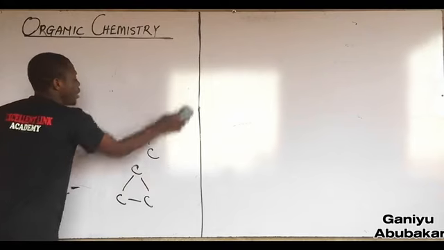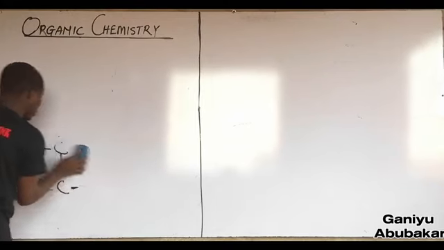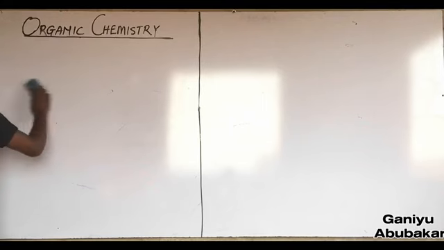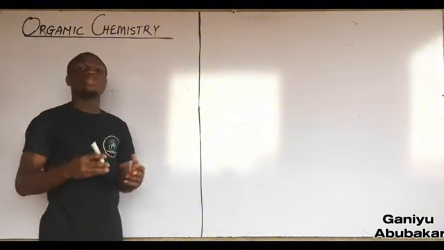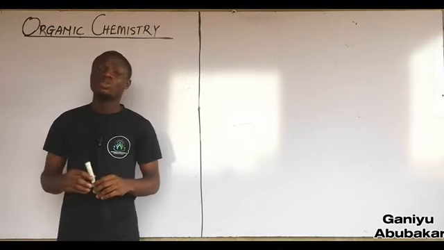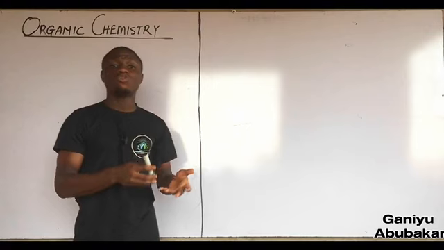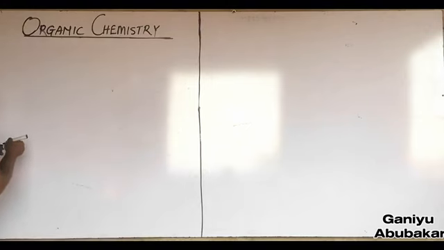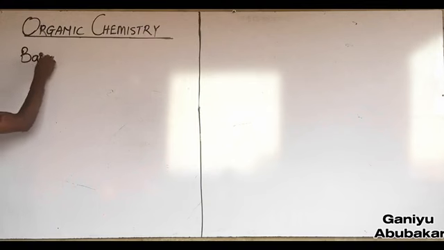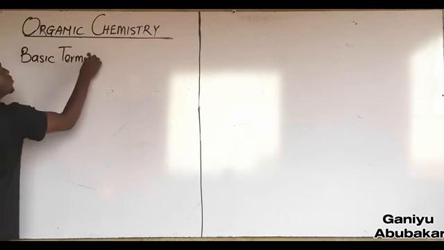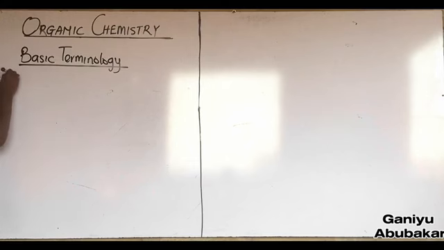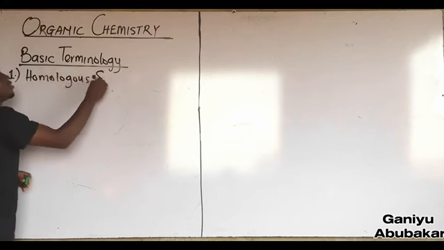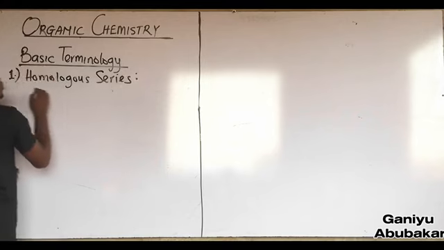What are these terms we need to be familiar with when it comes to the study of organic chemistry? Some of the basic terminology we'll be looking into, I'll be giving you right now. So when it comes to the study of organic chemistry, there are some terms we use. Some basic terminology in the study of organic chemistry. Number one, we have the homologous series.